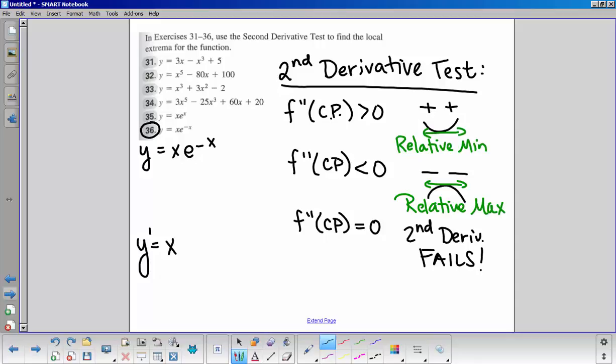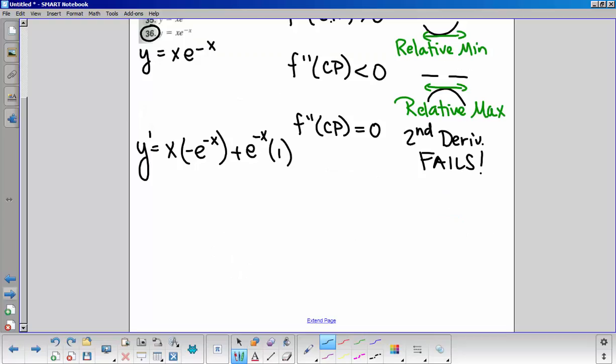First, times the derivative of the second, which is negative e to the negative x, plus second, which is e to the negative x, d first, which is 1. Now, I'm going to factor out an e to the negative x, because it'll make things easier. And then I'm left with negative x plus 1, right? Negative x plus 1.